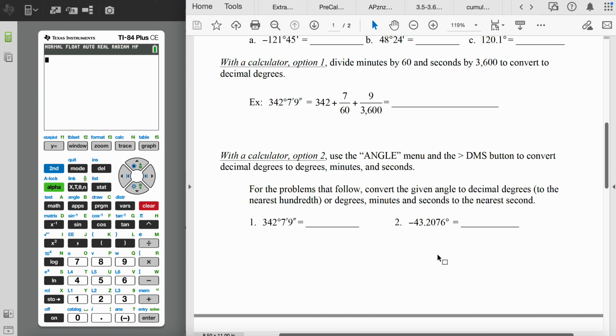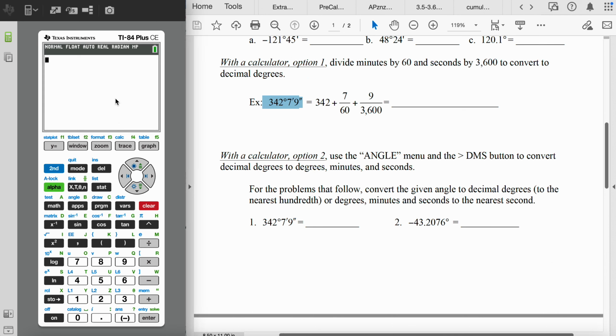Part 3 of our converting from degrees and decimals to degrees, minutes, and seconds, ABC. So in our last video, we talked about how we can make these conversions by hand using fractions and conversions between different fractions. Here, we're going to use our calculator. The first way we can do this is really just a calculator version of what we did by hand.